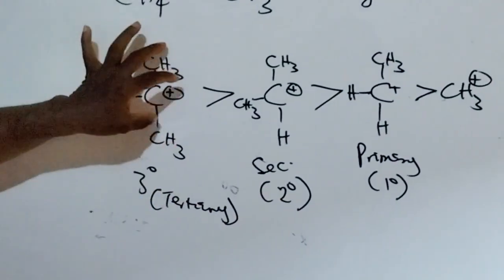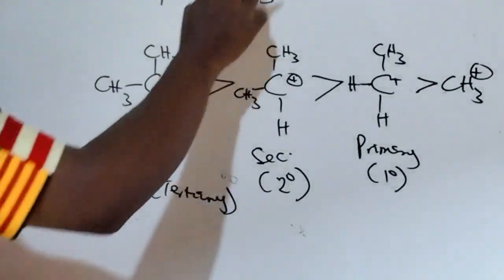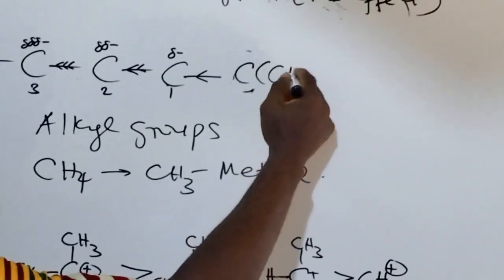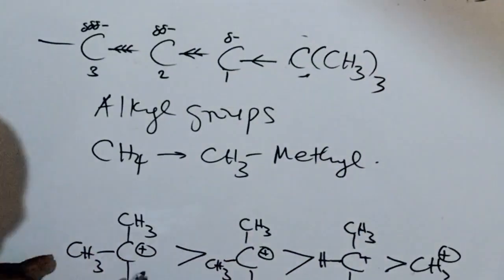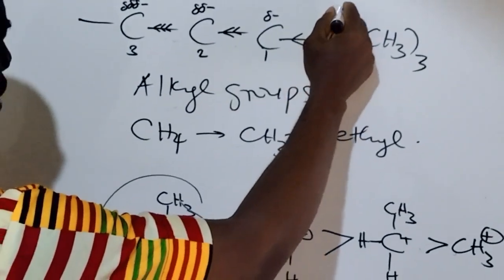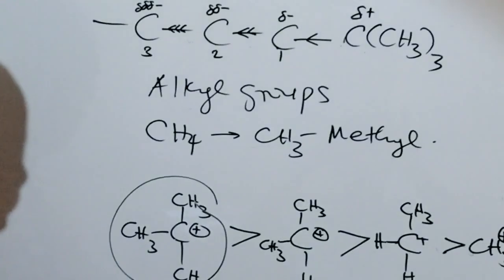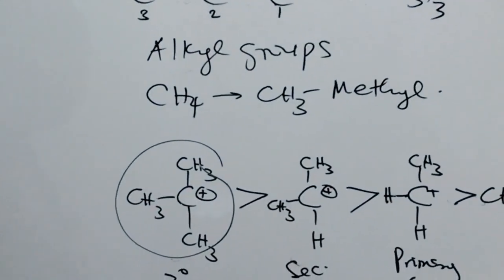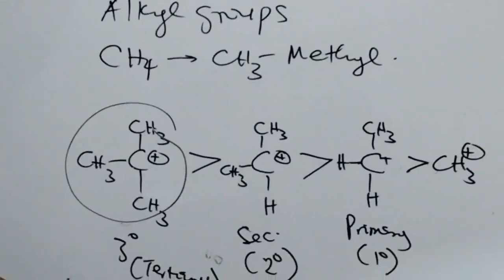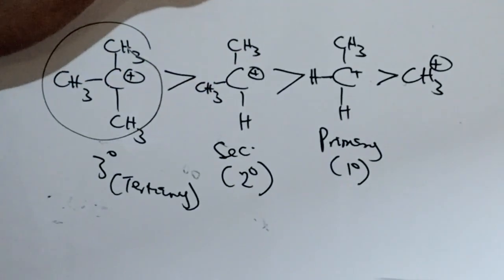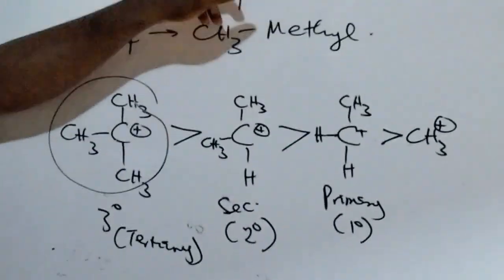So if we have a tertiary alkyl group at this point, some of this nature, that means this will have a greater effect compared to when you have secondary or primary alkyl groups. So they will release electrons to carbon, because carbon is more electronegative than them.